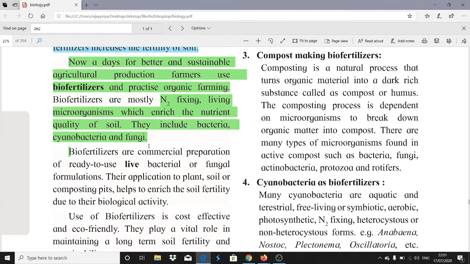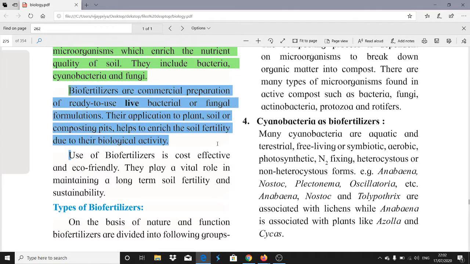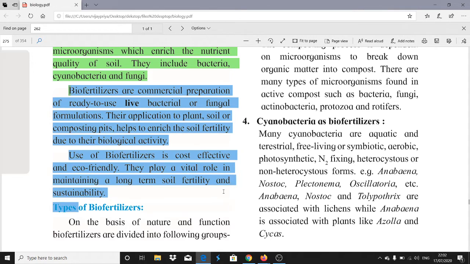Okay, so biofertilizers are commercial preparations of ready to use live bacterial or fungal formulations. Their application to plant and soil or composting pits helps to enrich the soil fertility. Now these are some of the advantages of the biofertilizers. These are very important. They can be asked for the short note. They enrich the soil fertility due to their natural biological activities.